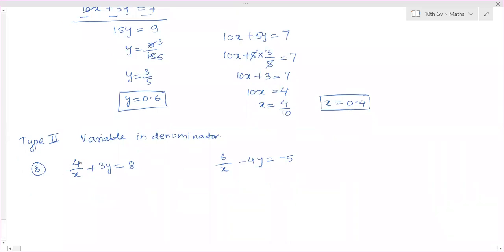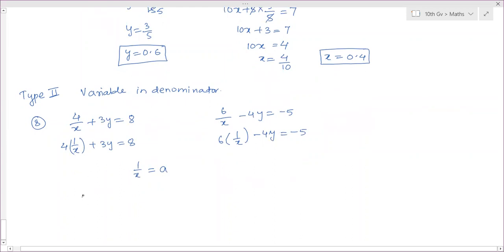So it is 4 into 1 by x. So 4 by x means 4 into 1 by x plus 3y is equal to 8. And this is 6 into 1 by x minus 4y is equal to minus 5. So we have to consider 1 by x as another variable, that is a. So 1 by x is equal to a.